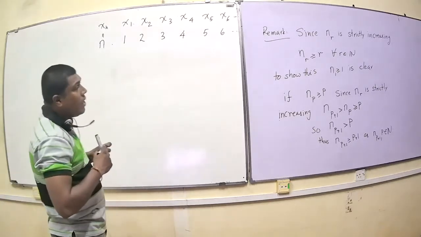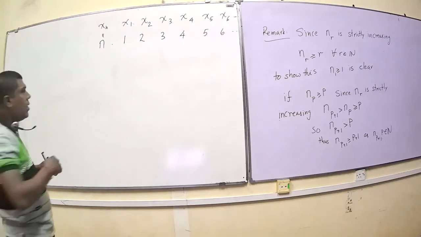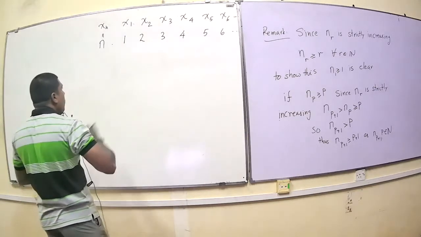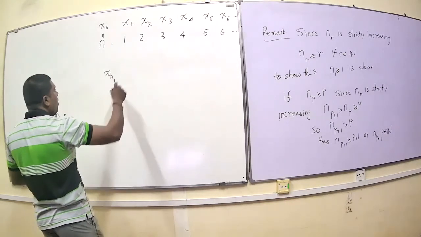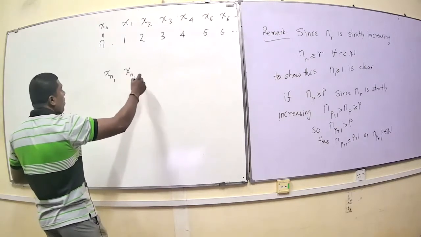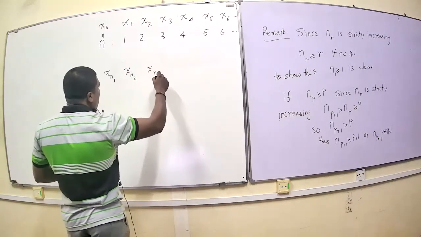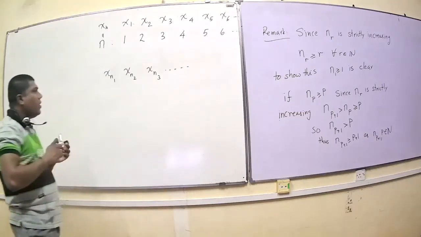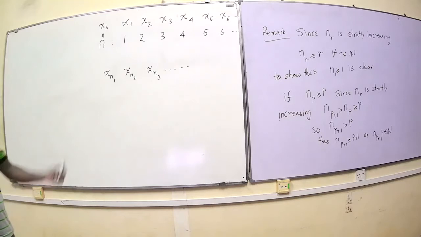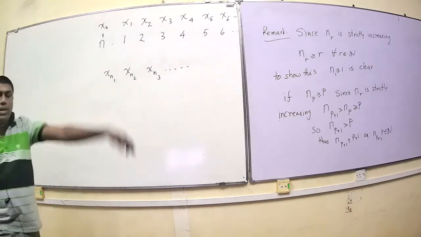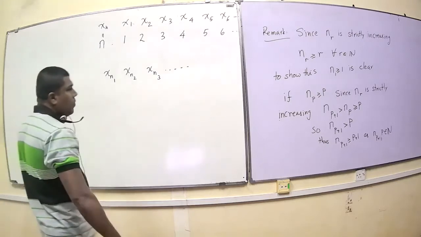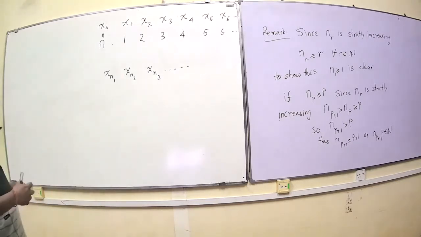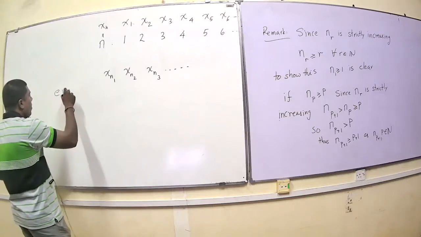So xnr, r is the index now, right? So these are the subsequence, because xn1, xn2, xn3, xn4, like that, you are going to define the subsequence. Right? So that's fine. So now let's say I am picking the even numbers, right?